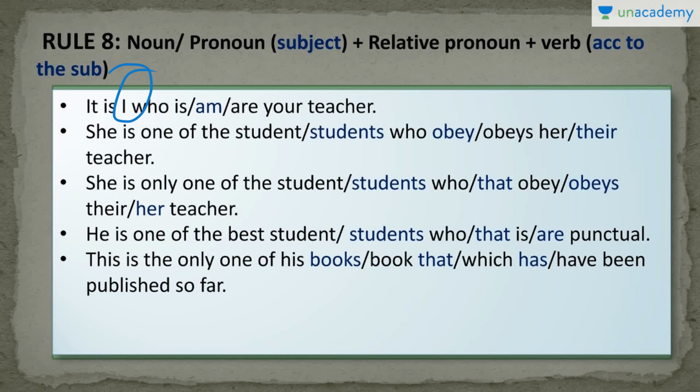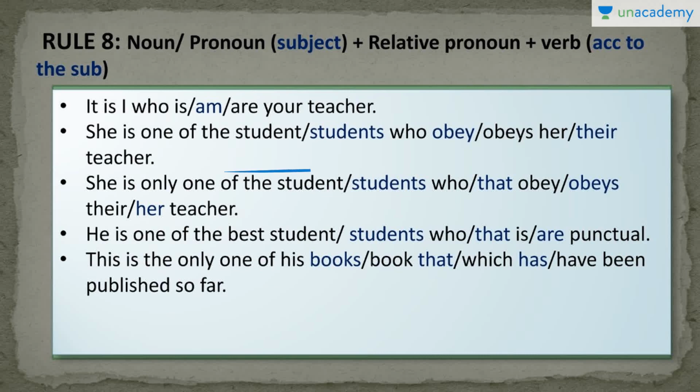Now you'll have to use a verb according to I. Now tell me, out of is, am, are, what should be used with I? I've already told you in the first part of subject and verb agreement that with I we use am. Therefore the correct sentence would be, it is I who am your teacher. I'm repeating it. No matter how weird the sentence looks, no matter how weird it sounds, do not deviate from the rule. Stick to the rules if you want to get it right.